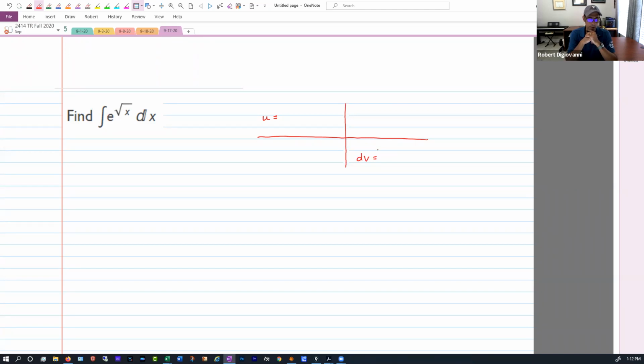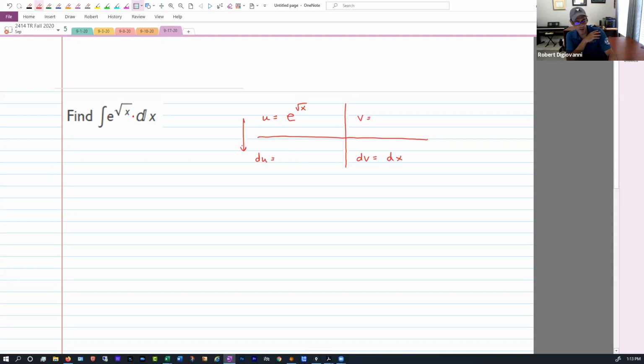All right. Okay, so here's my integration by parts, u, dv. I only have one choice, because there's really only two things being multiplied here, e to the square root of x and dx. That's it. So dv has to be dx, and then u has to be e to the root x. That's my only choice, so I'm going to just see what happens here.